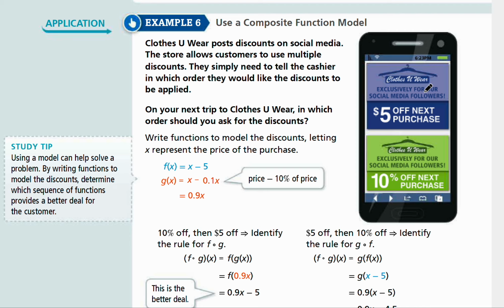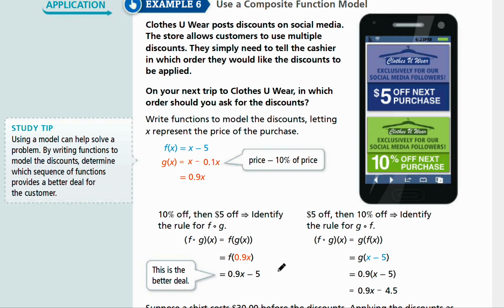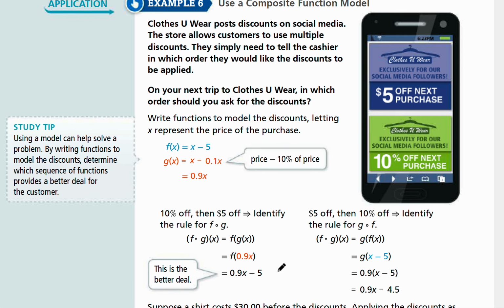So we want a cheaper total, right? So let's figure out f of g and g of f. Write functions to model the discounts for each one, and then you can figure out f of g and g of f to figure out which order we should go. So f would represent $5 off next purchase. G would represent 10% off next purchase. So f of g of x would be 10% off first, and then you get $5 off. F of g, and then g of f would be the other way.